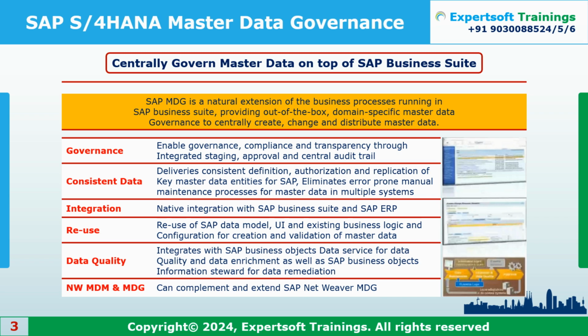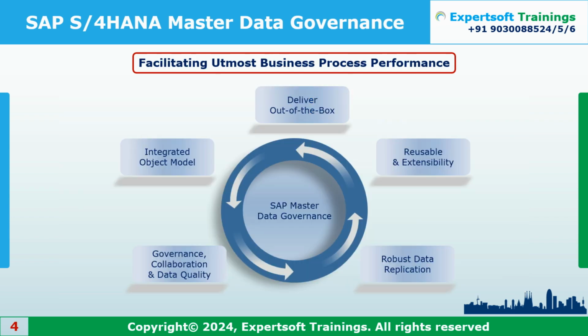And these are the capabilities that we have in SAP MDG. The out-of-the-box functionality includes an integrated object model, reuse and extensibility, and robust data replication, which I told you allows you to replicate your data to any system, whether SAP or non-SAP. And you also have data quality covered. It's an integrated tool, so you don't have to worry about how to control the data quality.